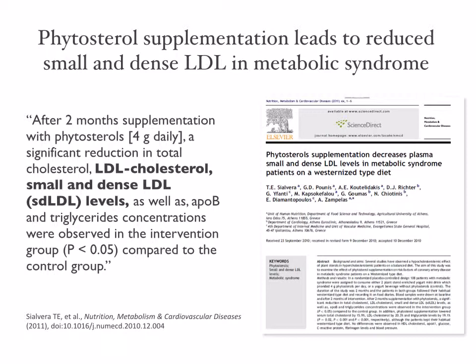In a randomized placebo-controlled design, 108 patients with metabolic syndrome were assigned to consume either 2 plant sterol-enriched yogurt drinks, which provided 4 grams of phytosterols per day, or a yogurt beverage without the phytosterols. The duration of the study was 2 months, and the patients in both groups followed their habitual westernized type diet and recorded it in food diaries. Blood samples were drawn at baseline and after 2 months of intervention.